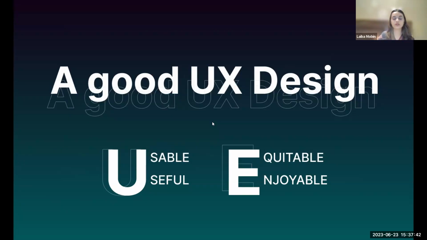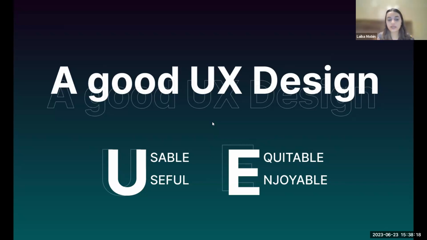Okay. So what constitutes a good user experience? A lot of the times we study about designing, color theory, typography, but there are a few basics that you need to keep in mind as a designer that constitute a good user experience design. So there are simply four things. With U, it stands for usable and useful. And with E, it stands for equitable and enjoyable.